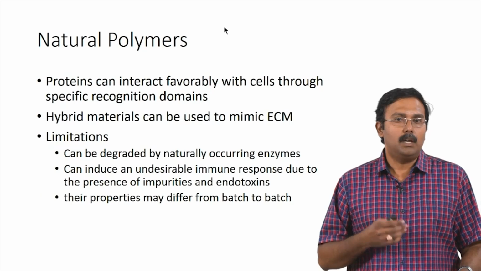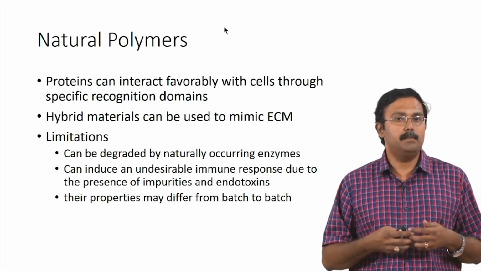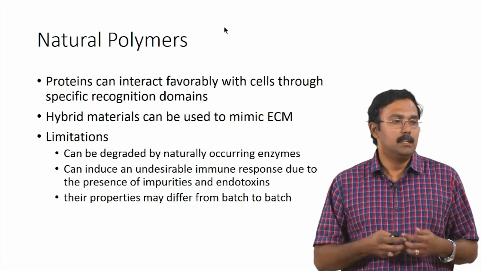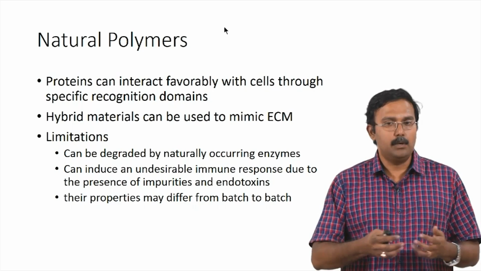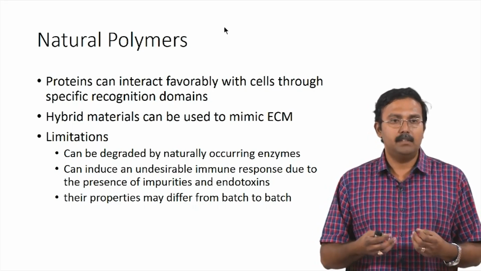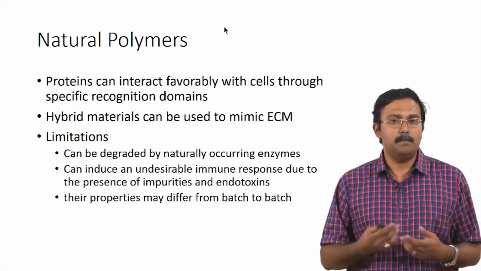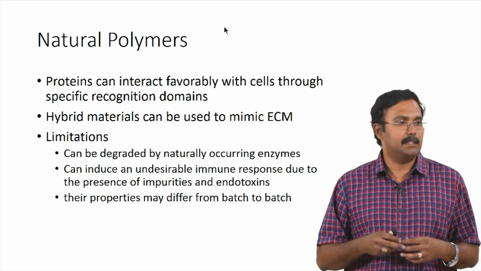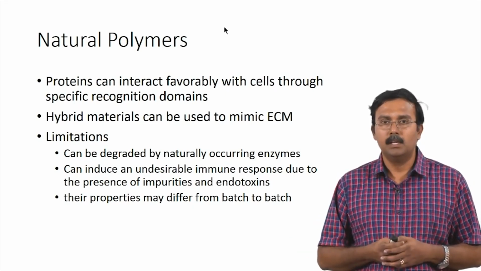The base material you use should have functional groups to which you can actually conjugate these molecules. An advantage of using a natural polymer is that it can interact favorably with cells through specific recognition domains, because they tend to interact with cells in the host organism where they are present. They have domains which will help in that, and if it is a molecule which is already present in your human body, then it can integrate and interact with the human body very nicely as well.